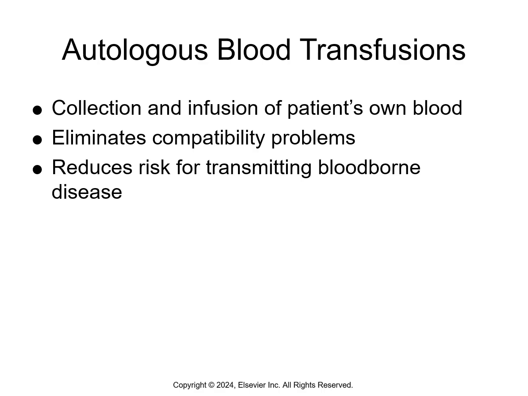Autologous blood transfusion is when a patient donates their own blood in advance. The benefits are that it eliminates compatibility issues and decreases the risk of blood-borne infections, and sometimes this is done for planned surgeries, joint replacements, major orthopedic surgeries. It's the safest blood because it belongs to the patient.